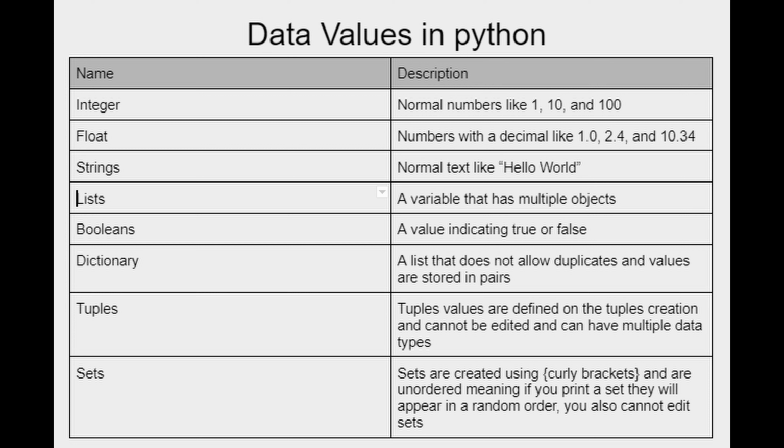There are dictionaries that have values that are stored in pairs and do not allow duplicates. There are tuples that are defined on the tuple's creation, so you cannot edit them after you've created the tuple. You can have multiple data types in the same tuple. And finally, there are sets. Sets are created using curly brackets and are unordered, meaning if you print a set, they will appear in a random order. You also cannot edit sets.